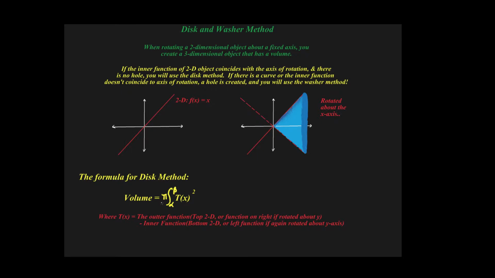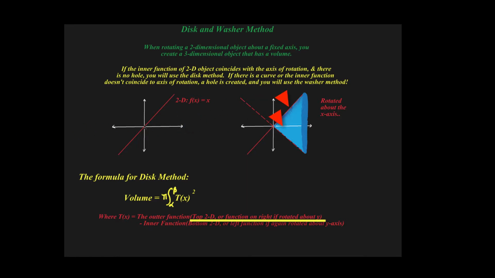So the volume for the disk method is going to be pi times the integral from alpha to beta, that's just where you're going to start and stop, of t of x squared. And t of x is just some arbitrary function in which you're going to take the outer function, in this case y equals x, forming the outer boundary of your 3D object. Usually with a rotation about the x-axis, that's going to be your top function. The outer function, if rotated about the y-axis, would be the one on the right. So you take the top function minus the bottom function.